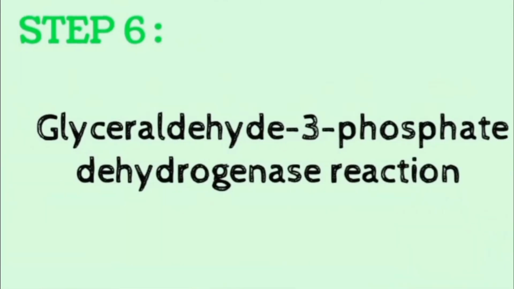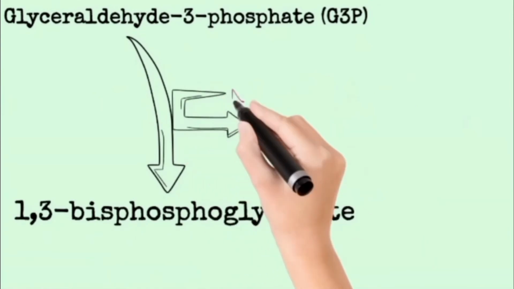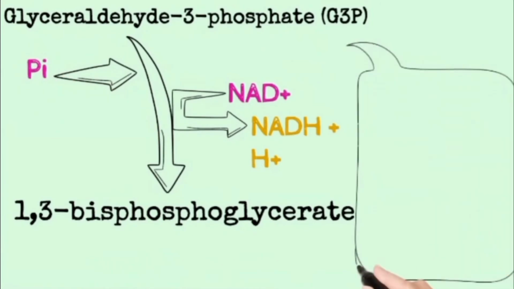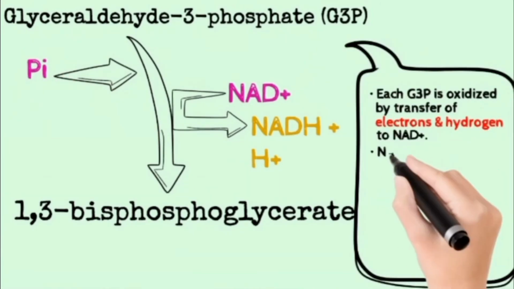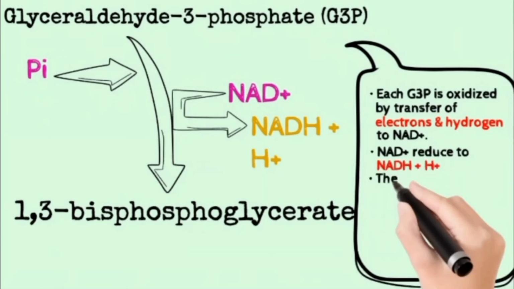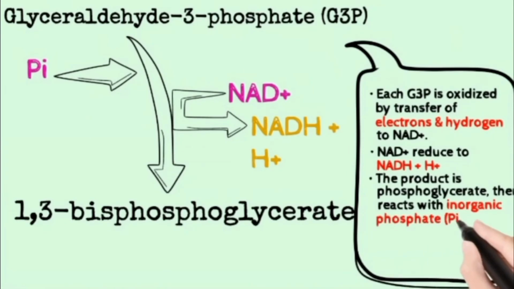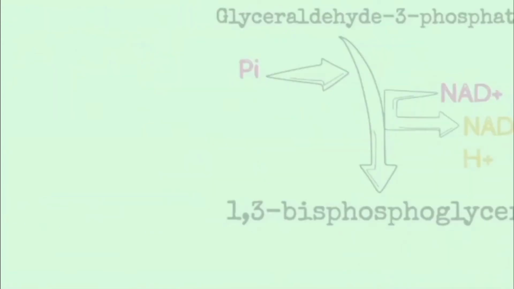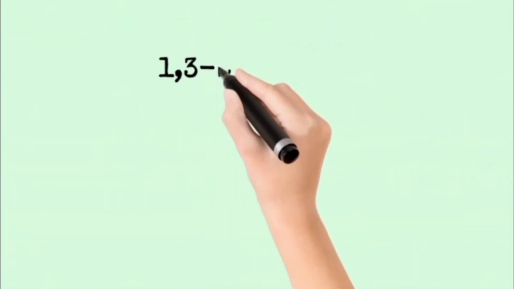So the next step is the glyceraldehyde 3-phosphate dehydrogenase reaction. Each G3P is oxidized by transfer of electrons and hydrogen to NAD+. The NAD+ is reduced to NADH plus H+. The product is phosphoglycerate, which then reacts with inorganic phosphate (Pi) from the cytosol to form 1,3-bisphosphoglycerate.